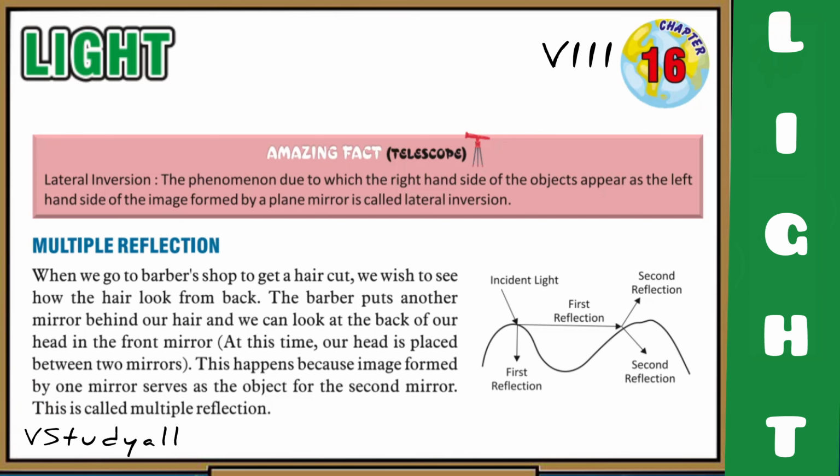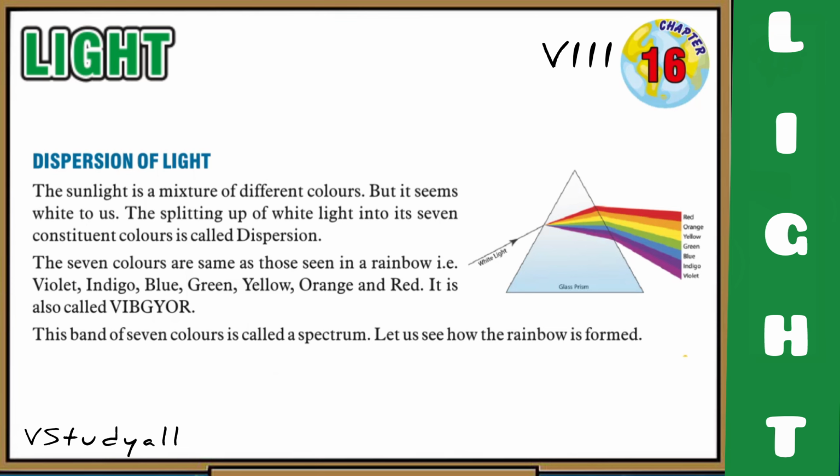Now let's see the dispersion of light. Sunlight is a mixture of different colors, but it seems white to us. The splitting up of white light into its 7 constituent colors is called dispersion. The 7 colors are the same as those seen in the rainbow: violet, indigo, blue, green, yellow, orange and red. It is also called VIBGYOR. Here you can also see the picture of the 7 colors passing through a prism. This band of 7 colors is called a spectrum. Let us see how the rainbow is formed. After that there is an activity which you have to perform.